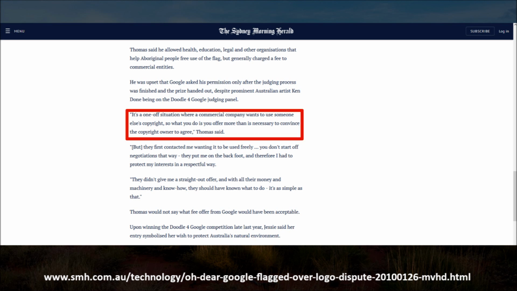It's a one-off situation where a commercial company wants to use someone else's copyright. So what you do is you offer more than is necessary to convince the copyright owner to agree. So basically he is saying that Google didn't make him an offer he couldn't refuse by paying him an amount of money he thought was reasonable. With no deal reached, Google used a modified version of the doodle that didn't have the flag.